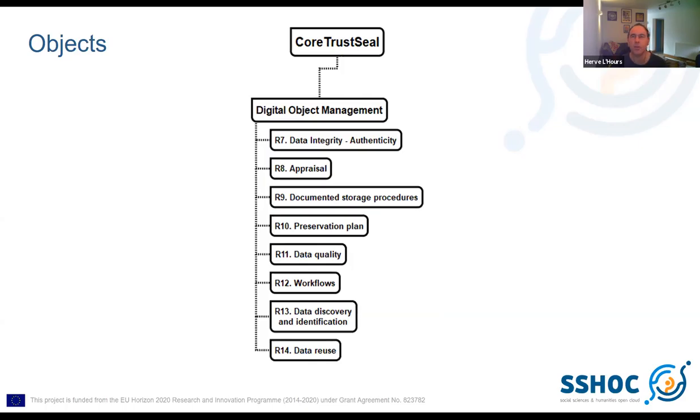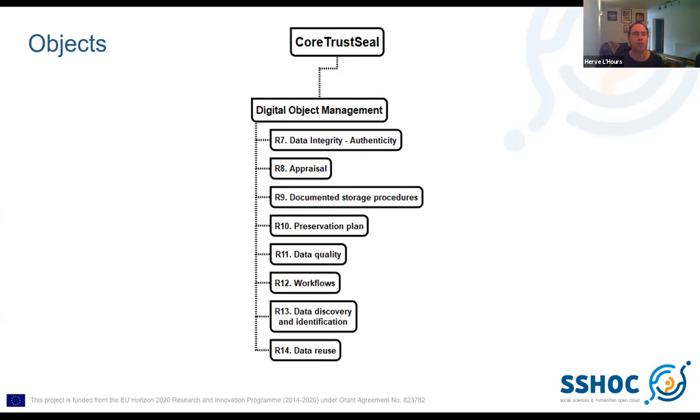At the core of this is digital object management. Can you assure the integrity and authenticity of the documents? Do you undertake appraisal? How do you make decisions about the document, the data that you accept? Documenting your storage procedures, not purely about long-term storage here, but more about day-to-day good storage practices from a curation perspective. The critical thing that's at the heart of all this, which is an active preservation plan.